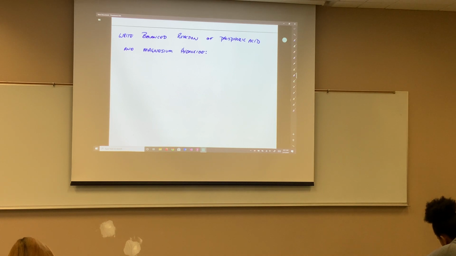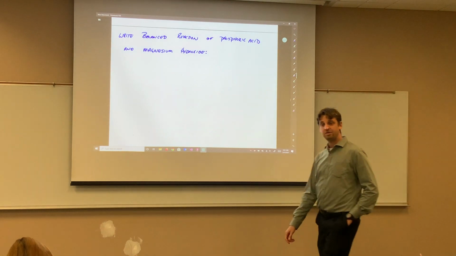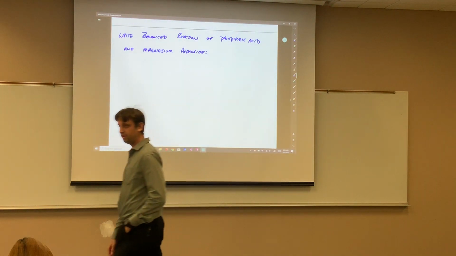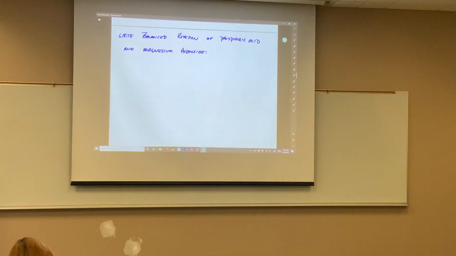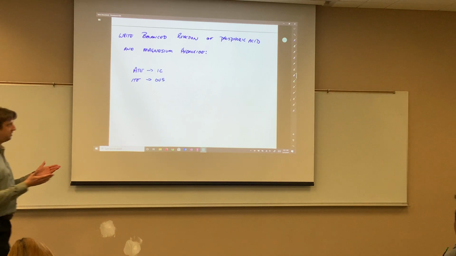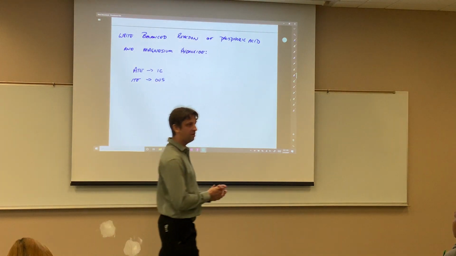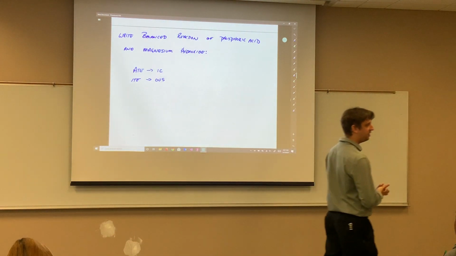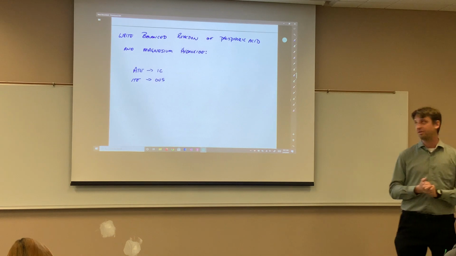Alright, so the first tricky thing to pay attention to is how to name these things. When we're naming our acids, our oxyacids particularly, remember, it's the -ic and -ite pairing. The relationship of the name of the acid and its conjugate base is the -ic and the -ate, and the -ous and the -ite.